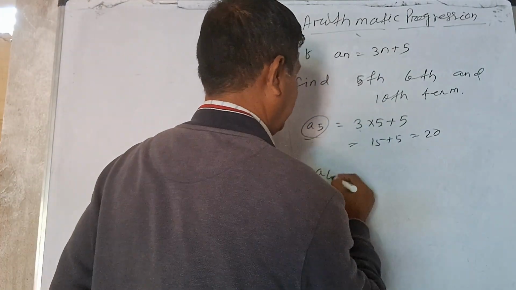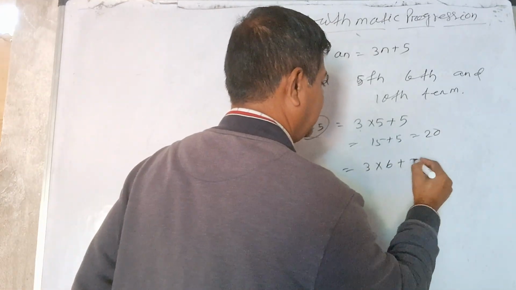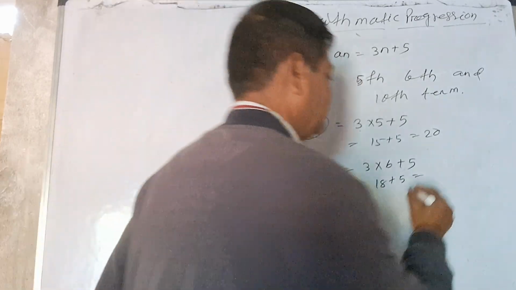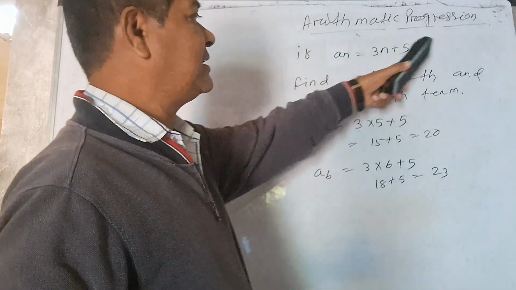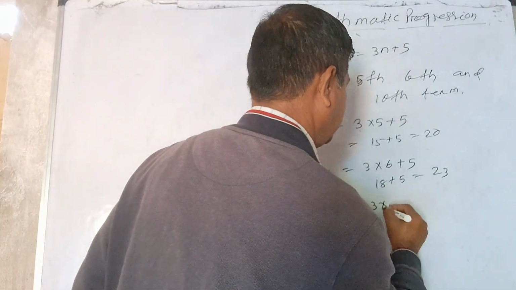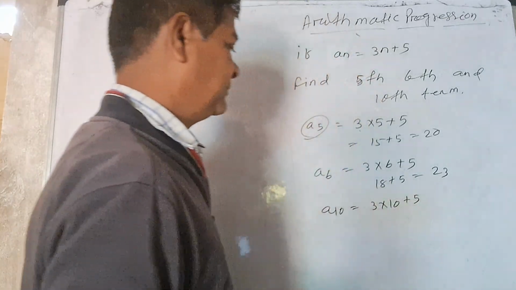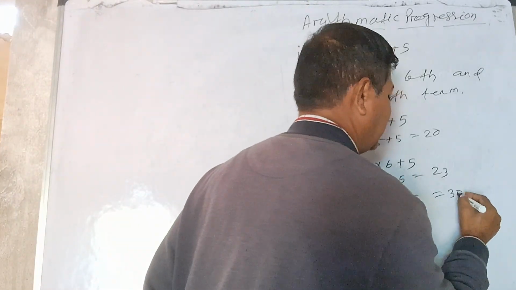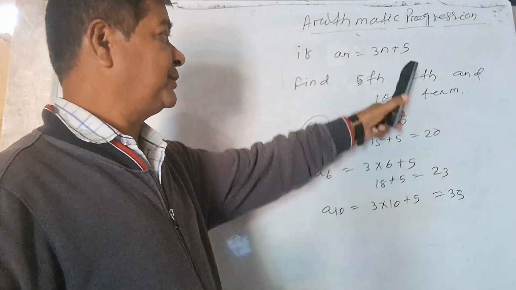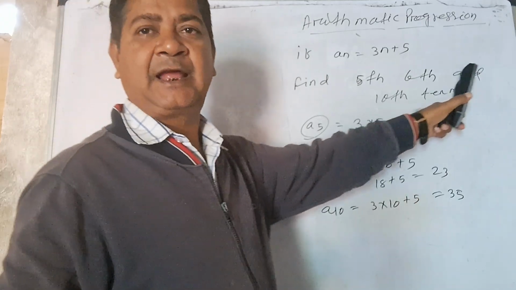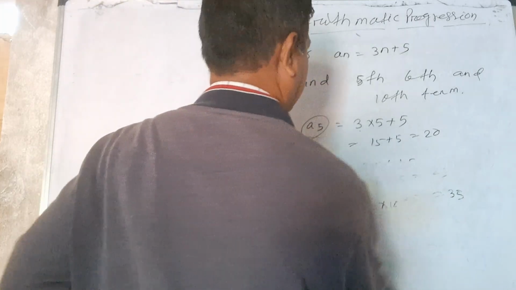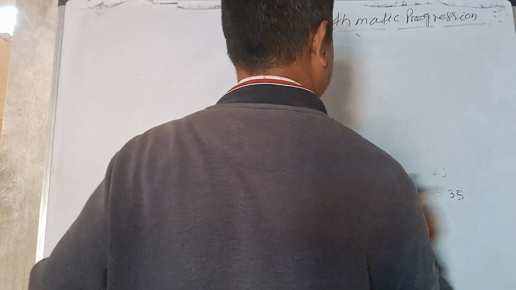Similarly the 6th term a6, 3 into 6 plus 5, 3 into 6 is 18 plus 5, 23 will be the answer. Similarly the 10th term a10 equal to 3 into 10 plus 5, 3 into 10 is 30 plus 5, 35 will be the answer. That means the 5th term is 20, the 6th term is 23, the 10th term is 35. Now another formula about arithmetic progression.